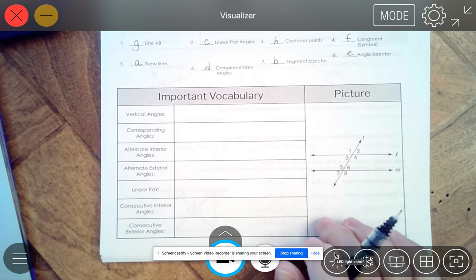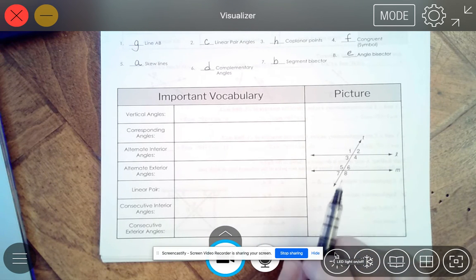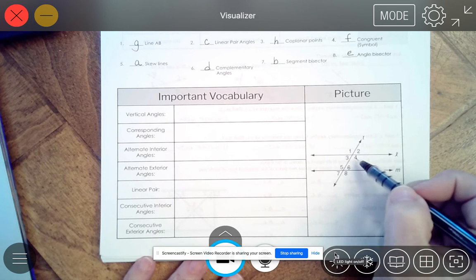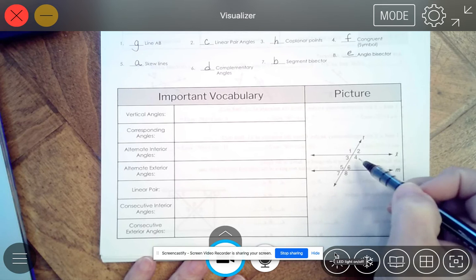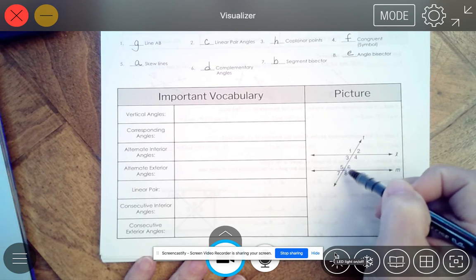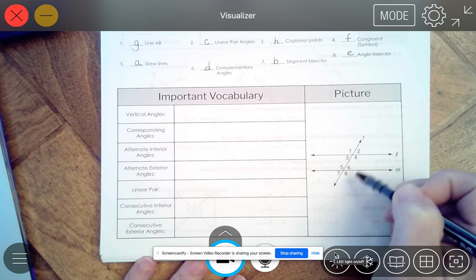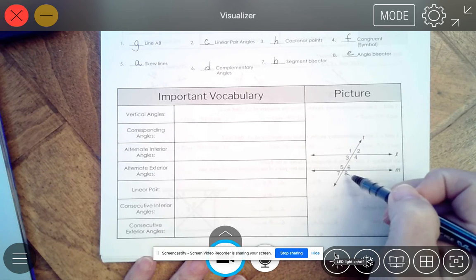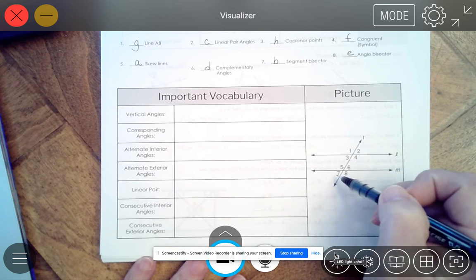Consecutive interior angles, they're going to lie on the same side of the transversal. For example, like they're interior, so 6 and 4, okay, 3 and 5. Those are consecutive interior angles, where the consecutive exterior angles are going to be 2 and 8, 1 and 7.